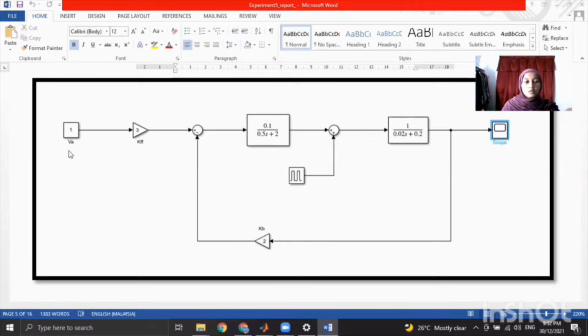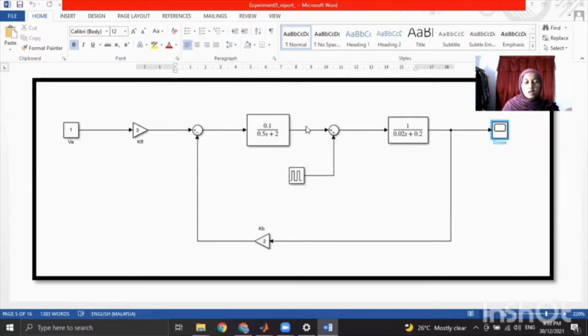For VA, we choose the value 1. For KFF the value is 3, and then KB is 2. So this one is the sum. And then this one is the transfer function, where the numerator is 0.1 and the denominator is 0.5s plus 2. And this one is a pulse generator.